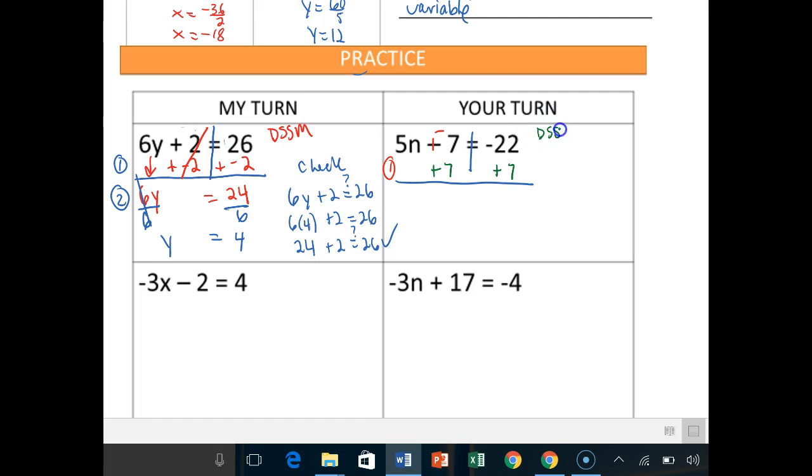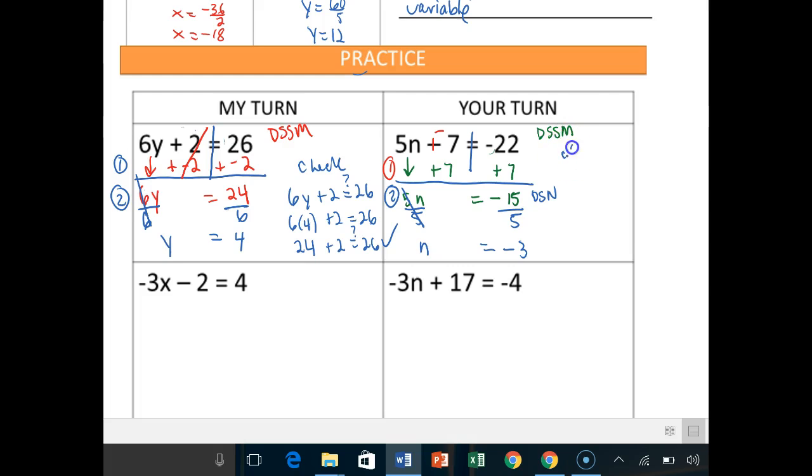This is a DSSM, so I am going to subtract. I'm going to keep a negative sign because I have more negatives. Drop this down, get 5n is equal to negative 22 plus 7 gives me negative 15. So now here's step 2 of a two-step equation. I have 5n, 5 times some number gives me negative 15. I divide to figure out what that number is. So these cancel out. I get n is equal to negative 3. Different signs, negative. See how I switch between my addition rules and multiplication division rules.